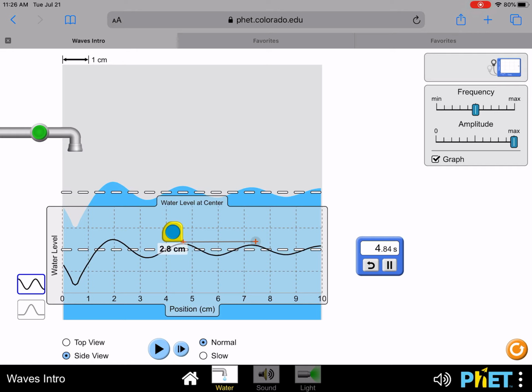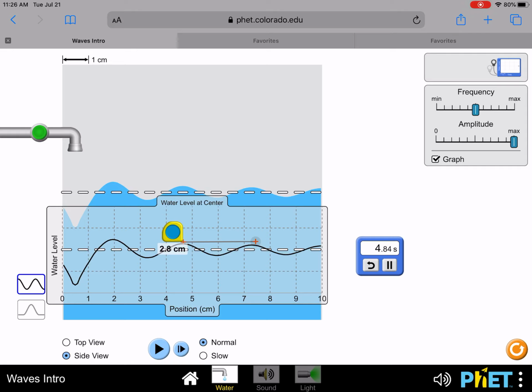Now the question is, how many waves do I have in that particular area? Well, the frequency we're looking at goes from that crest to the next crest, to the next crest, to the next crest. That gives me 3 waves. So that means I have 3 waves in that 4.84 seconds. That works out to be 0.62 hertz.